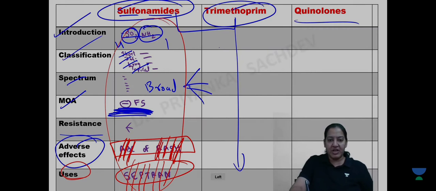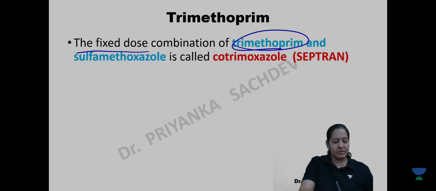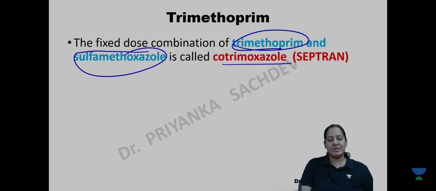The first line in the introduction I have written: it is never used alone. So trimethoprim is always used with sulfonamide, and the combination is known as cotrimoxazole.